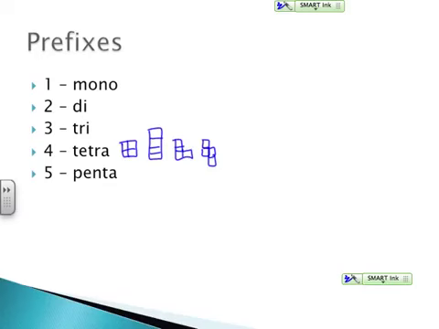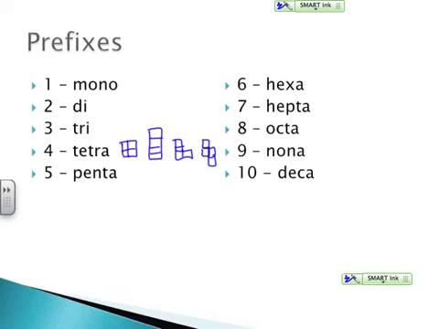5, penta. 6, hexa. 7 is also commonly confused. Sometimes students will put an S on this, but 7 is actually hepta, not septa. So hepta for 7. And then 8, 9, and 10, octa, nona, deca. Okay, so make sure you put those to memory. You just kind of need to know them. Some of them you probably know already. Some you might need to pay a little bit more attention to. So, whatever you got to do there. Okay, so those are the potential prefixes you would have to worry about.